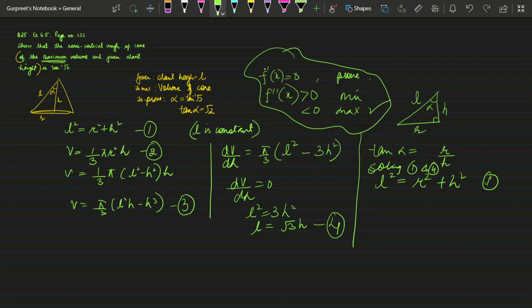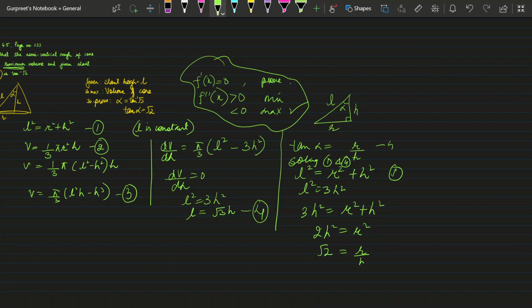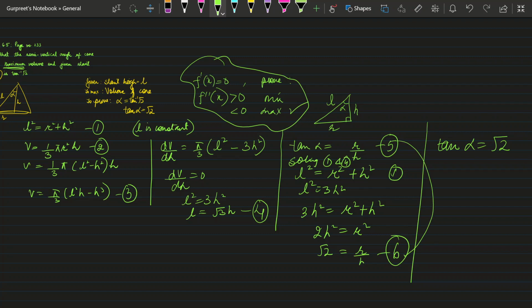My equation 4 says L square is equal to 3h square. Using these two equations, 3h square is equal to R square plus h square. So 2h square is equal to R square, so R upon H is equal to root 2. I can put this in equation number 5. What is R upon H? I'm getting R upon H is root 2. So my proving part is done. I had to prove tan alpha is equal to root 2, which is done using equation number 6. I'm putting the value of tan alpha from here to here.